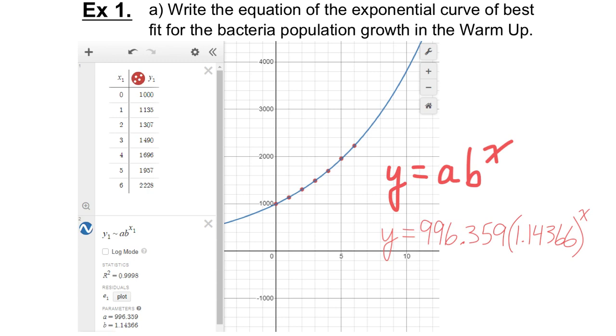The y-axis shows me the population. The x-axis shows me the number of hours. So to calculate the population of my bacterial culture, I'm going to multiply 996.359 by this power, 1.14366 to the exponent x, which is the number of hours. So if I want to know what's the population growth after 10 hours, make this a 10. And then do the calculation, and you'll get the population that you would expect after 10 hours.